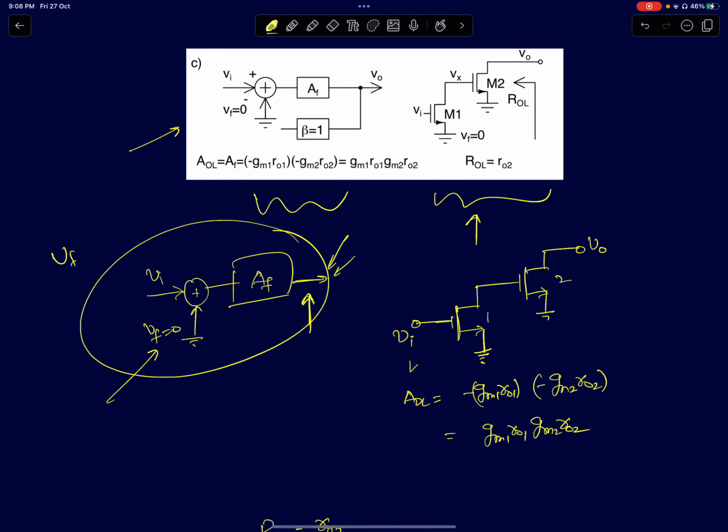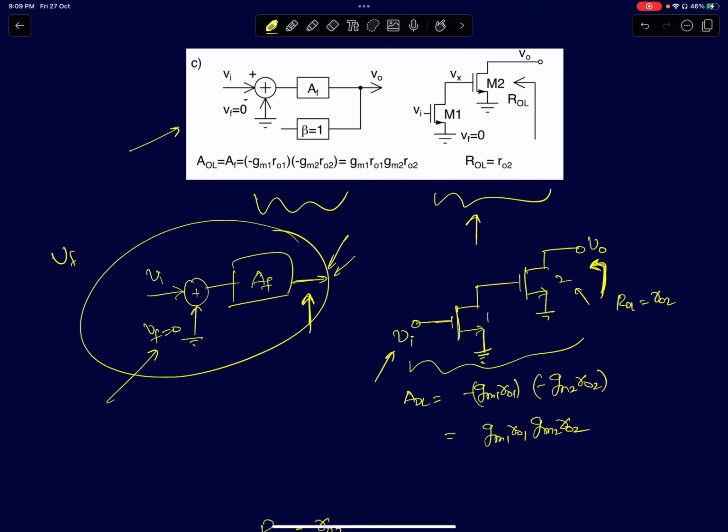So now we have the open loop model ready. Once you have the open loop model, you can calculate the open loop gain, and also the output impedance. Output impedance in open loop, ROL, is just RO2, the output at this node. So how do you calculate the output impedance? Short circuit the input and then find the impedance at the output node. That will just be RO2 itself.